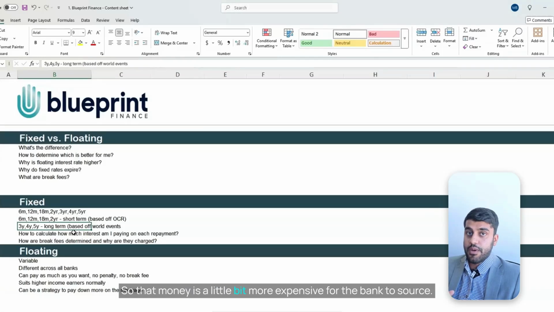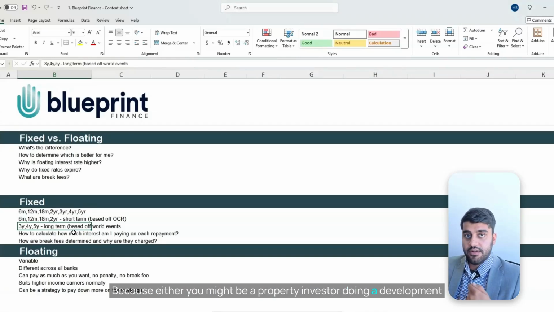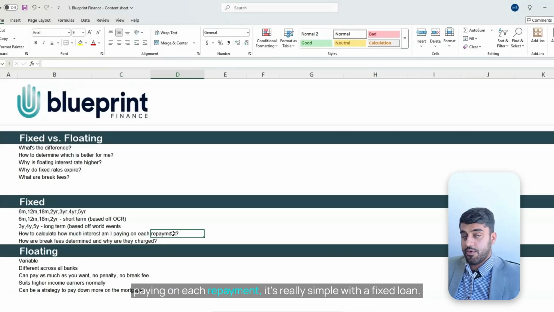So that money is a little bit more expensive for the bank to source, and essentially that's why it costs you more as a borrower to be able to pay that back if you choose to fix for that long. Now you may fix for that long if you know that you want a consistent repayment for the next 5 years, because either you might be a property investor doing a development and you don't really want your owner-occupied mortgage changing a bit too much because you're forecasting your expenses 4 or 5 years out, depending on what sort of long-term decisions you're making.